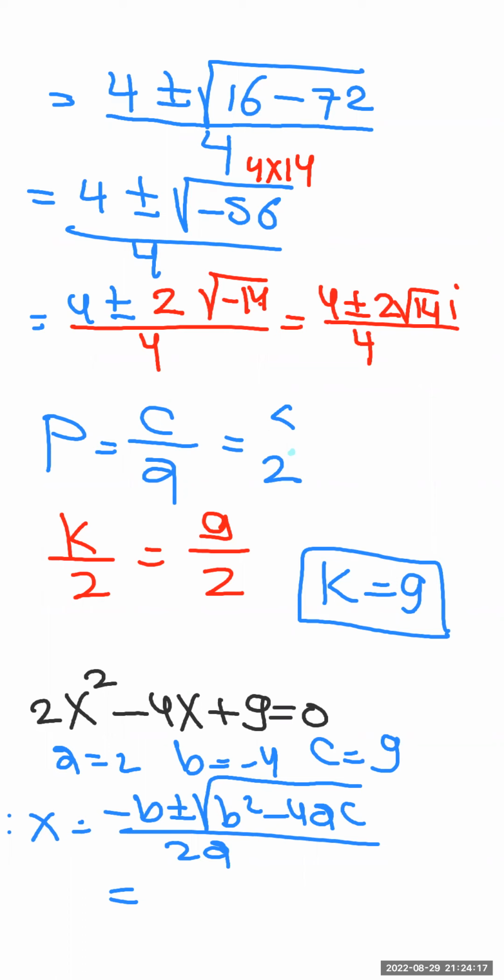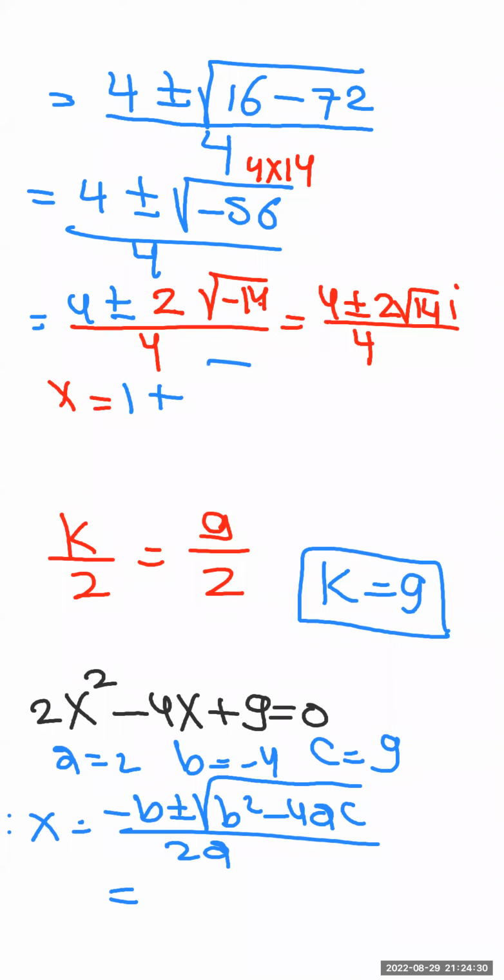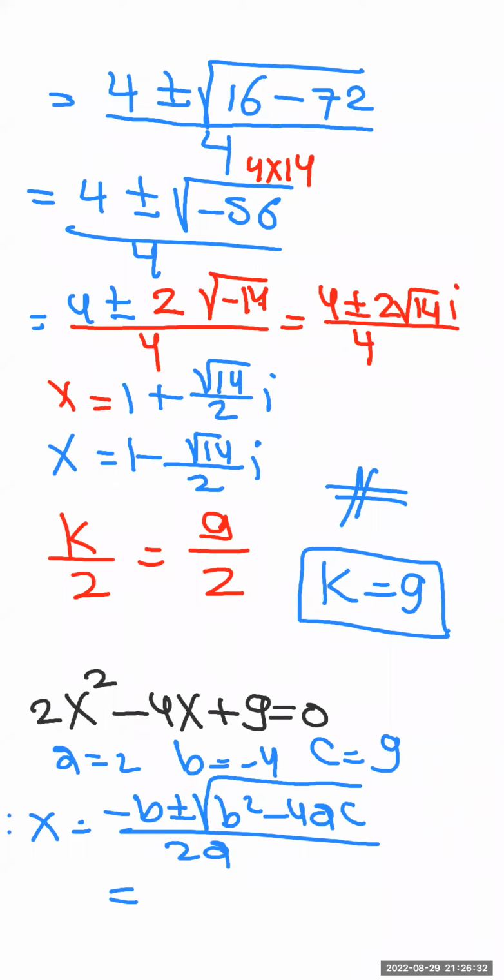I will clear this part. The first root will equal, if I simplify the numbers, 4 divided by 4 means 1 plus square root of 14 over 2 i, and the other root will equal 1 minus square root of 14 over 2 i. That's it. Okay, guys? Is this question also clear, or do we have any questions? Clear. Okay, the next question.